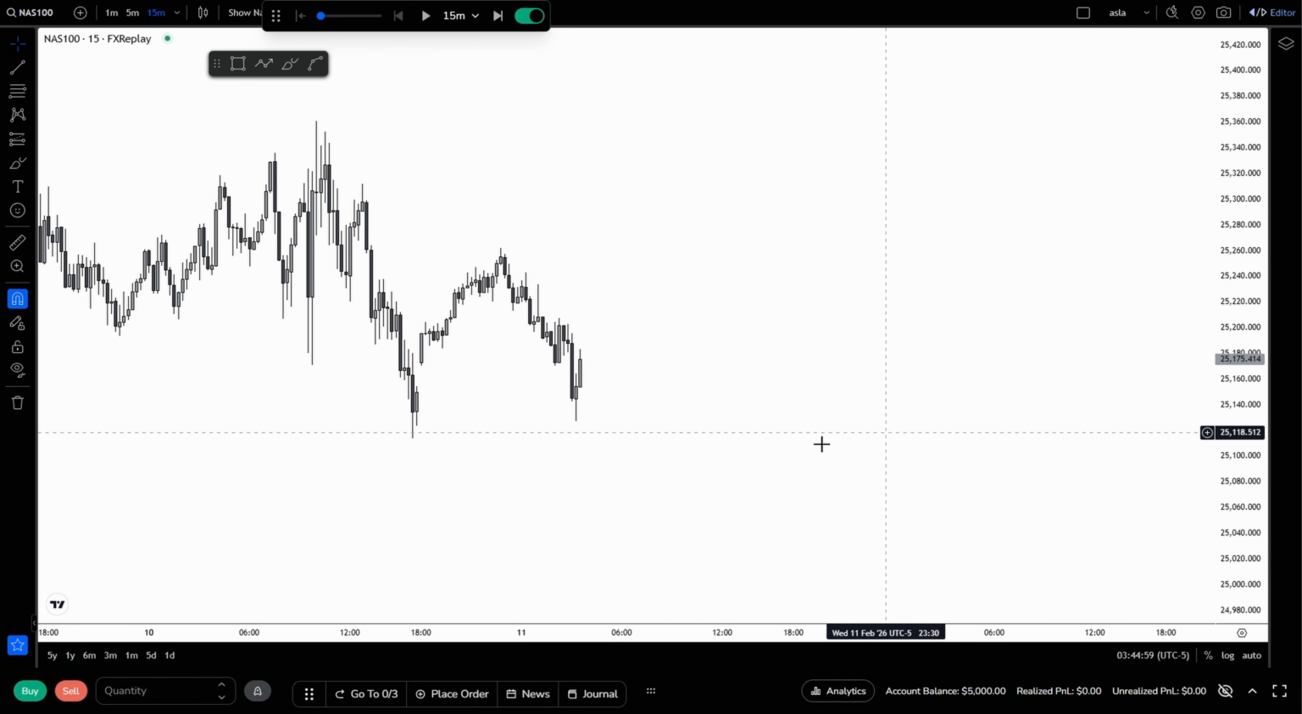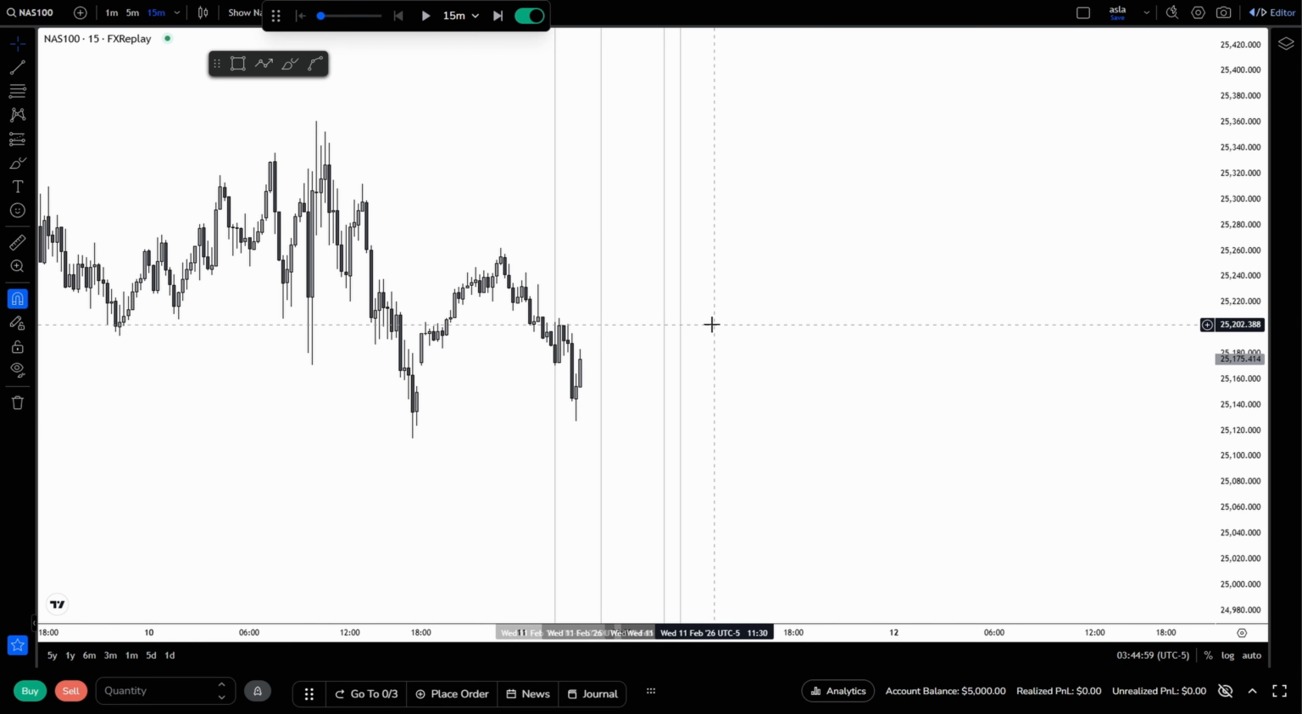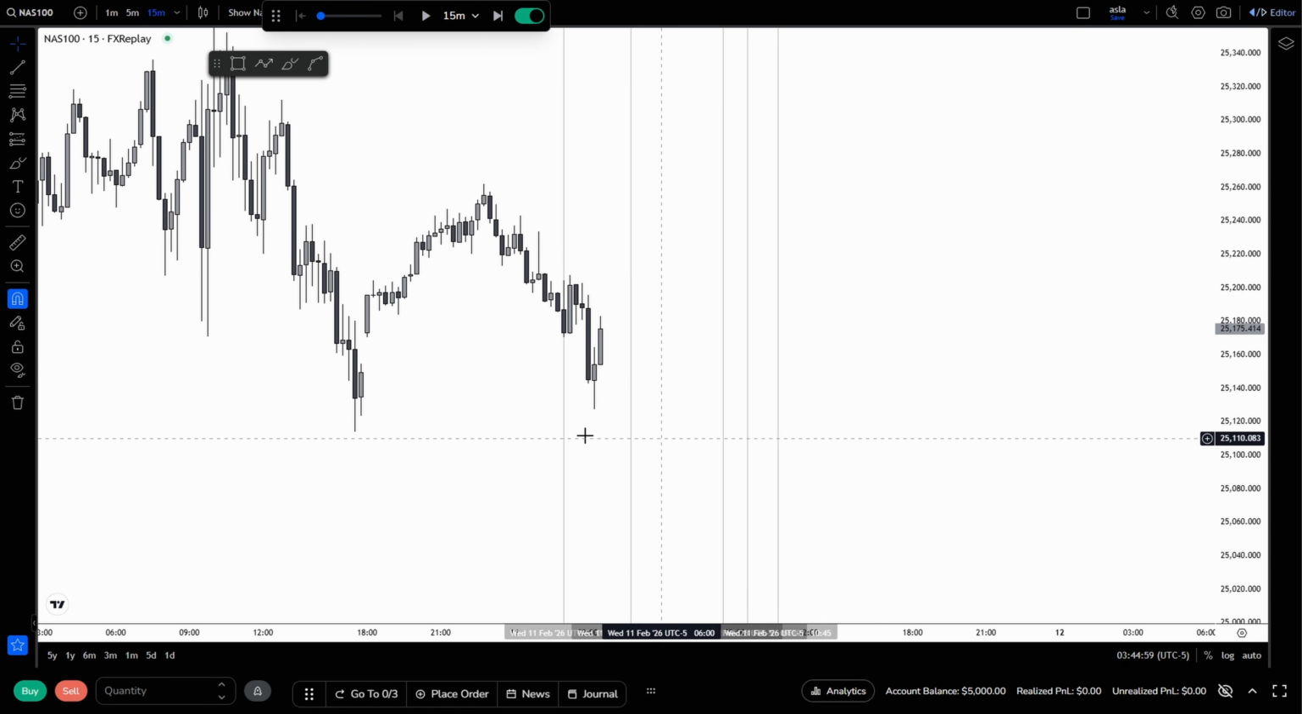So here we are in TradingView. The levels I'm marking out are session-based levels. This first range right here is our London session range. That's the high and the low formed during London. Then this level right here is the 8:30 a.m. open. This one here is the 9:30 a.m. open. And this marks the close of the New York AM session.